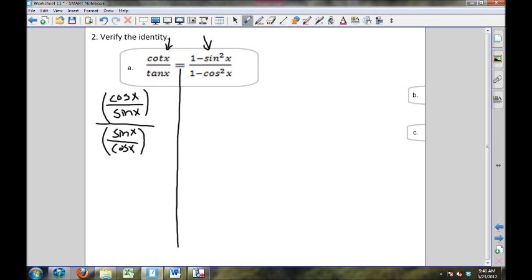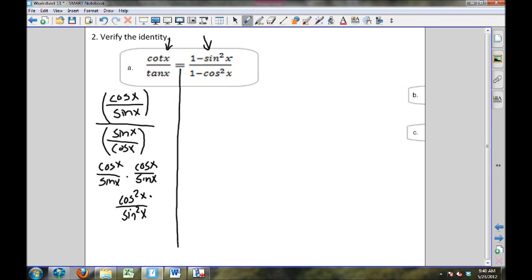Well, if I keep change flip, I'm going to multiply by the reciprocal of the denominator. I get cosine of x over sine of x times cosine of x over sine of x, which is just cosine squared x over sine squared x, which looks slightly similar. At least I have things in terms of sines and cosines, but it looks like I'd have to convert my denominator from cosine to sine.